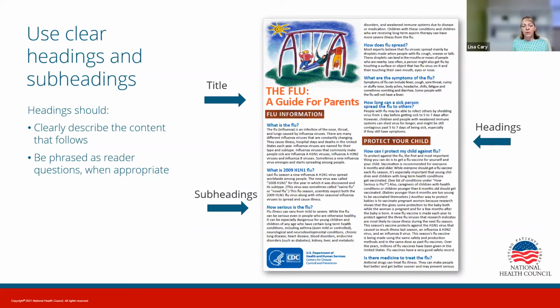And in this example, you can see there are 4 levels of content. There's the large main title. There are the 2 rust-colored headings that break the content into 2 overall sections. Then there are the blue headings, or the subheadings, which are all in the form of questions that parents might ask about the flu. And then there's the body text.